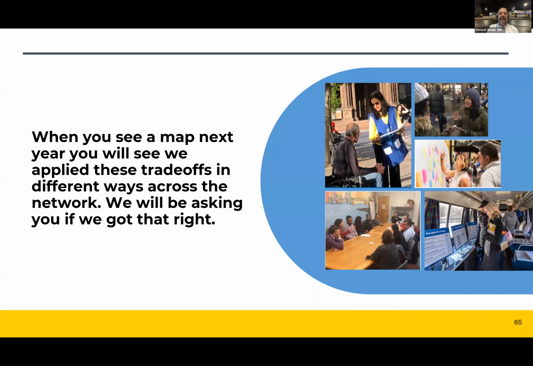So when you see a map next year, you will see that we applied these trade-offs in different ways all across the network. And fundamentally, when we show you a map, we are not just asking you about the details of individual routes. We are asking for your feedback on, did we get this right? Did we draw a map that really reflects the right approaches to these trade-offs? And we really appreciate all of your input today.